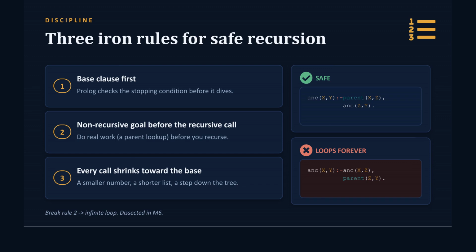From all of this come 3 iron rules for writing recursion that terminates. 1. Put the base clause first, so Prolog checks the stopping condition before it dives. 2. Place the non-recursive goal before the recursive call, so real work, like a parent lookup, happens before you recurse. The dangerous mirror image, calling the recursion first, can loop forever before it ever tests anything. 3. Make sure every recursive call shrinks the problem toward the base, a smaller number, a shorter list, a step down the tree. Follow these 3 and your recursion halts. Break the second one and you meet the infinite loop, which we dissect in Module 6.